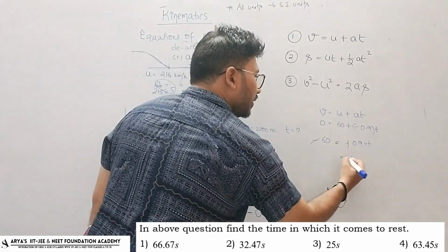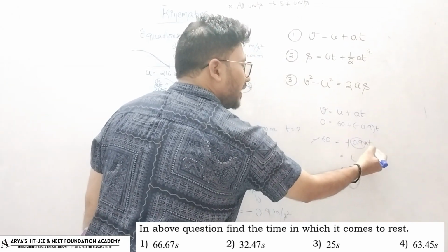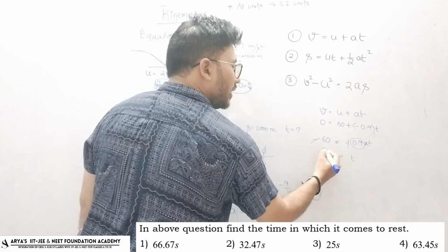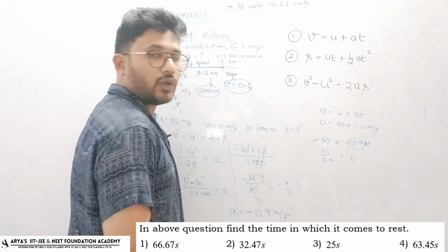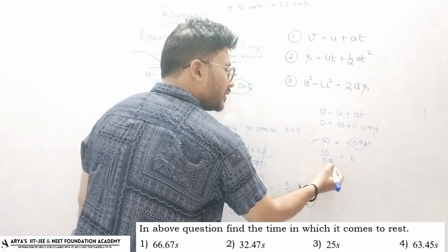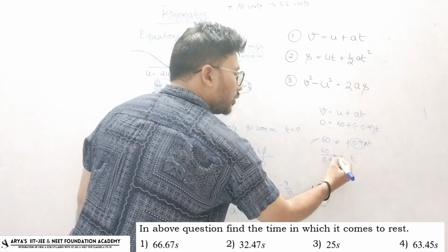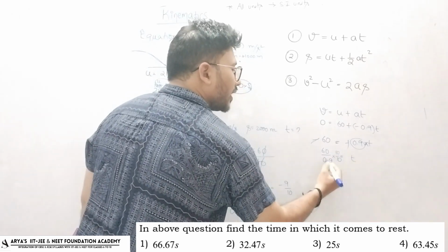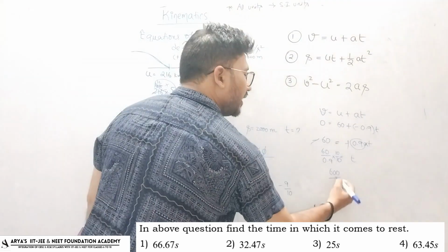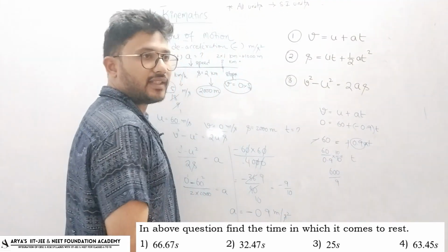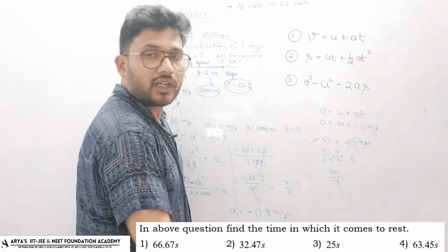Then t is equal to, send this 0.9 that side. 0.9 is multiplying this side, so if it goes that side, divide 60 by 0.9. How to calculate? In decimal form, if you are finding it difficult to calculate, what you can do is multiply and divide with 10. 60 into 10, 600, upon 0.9 into 10, 9. Now it is easy. Why only with 10 by 10? Why can't we use 100 by 100?